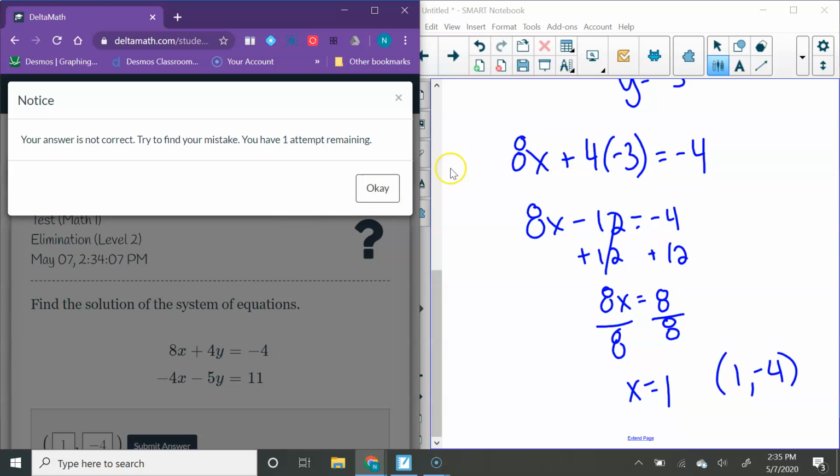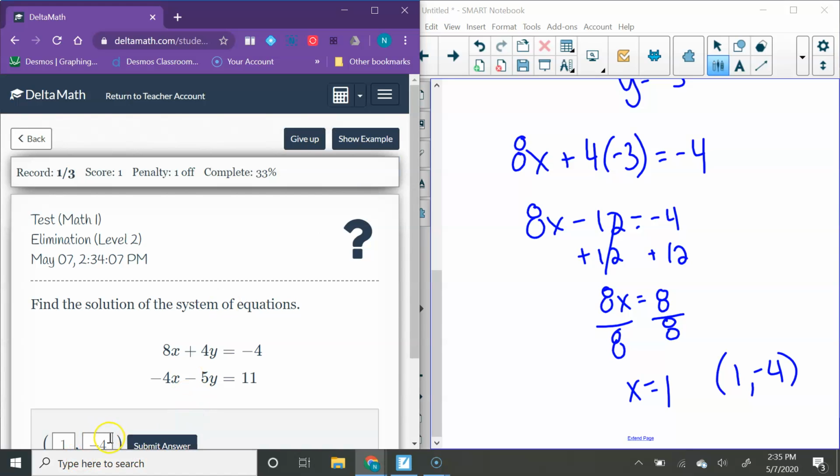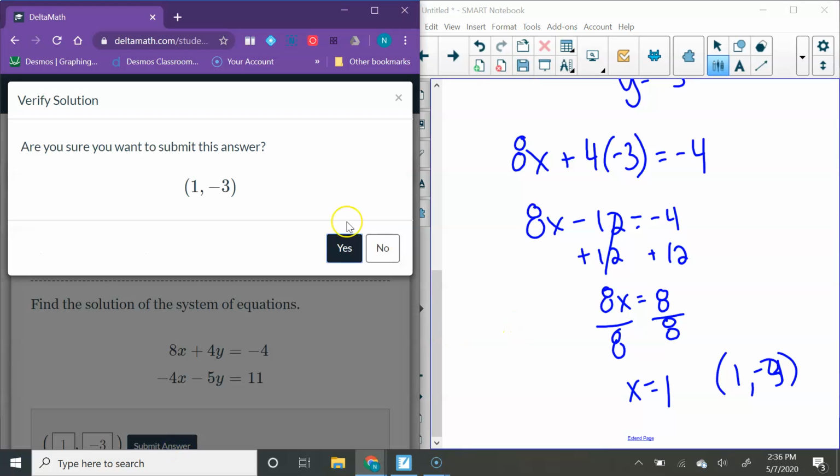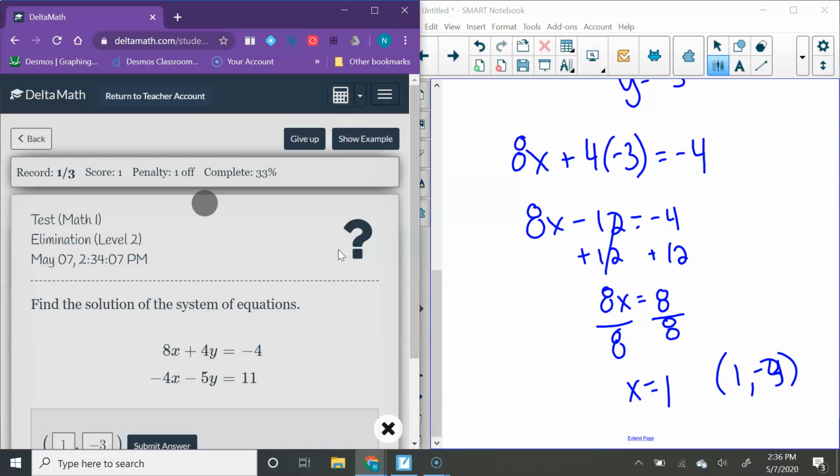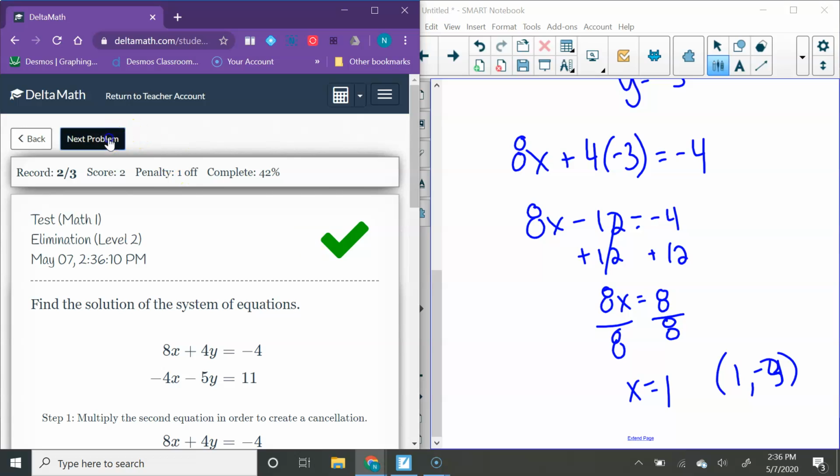Uh-oh, I've messed up. Oh, it's because I should have had negative 3, not negative 4. I looked at the wrong number there. That should be a 3. It's a 3 up there. Okay, that one is correct.